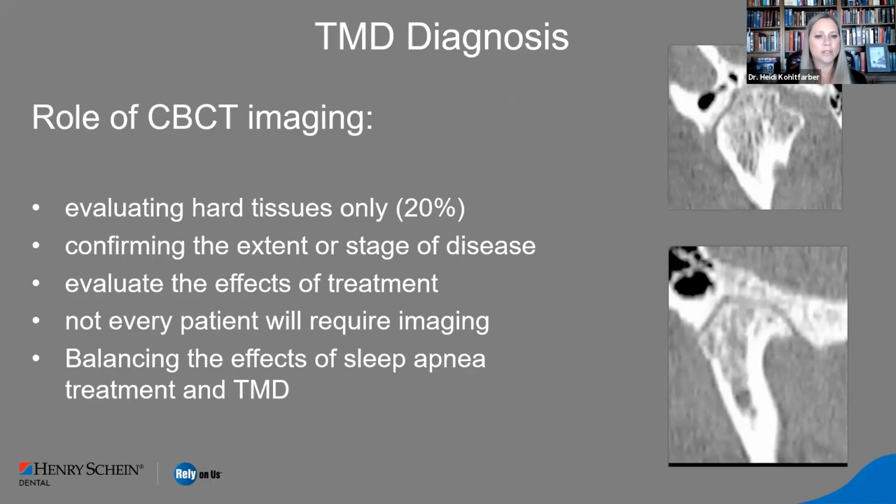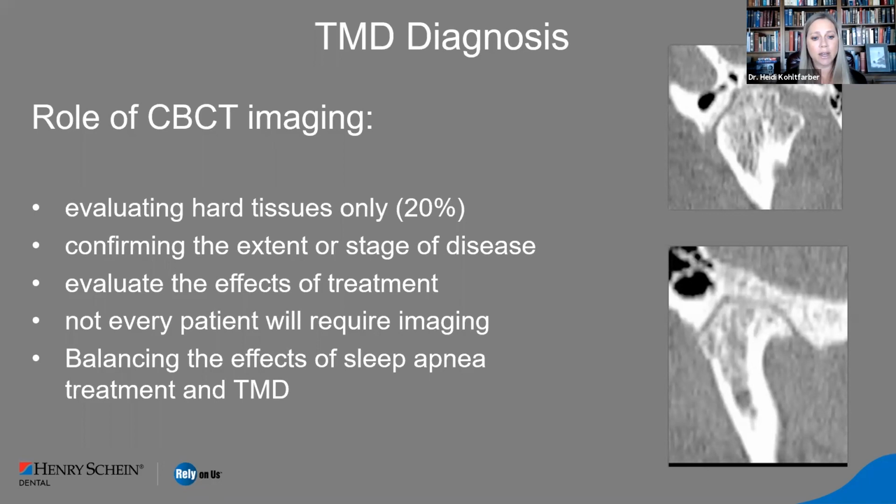So what's the role of CBCT imaging when we're talking about our temporomandibular joints? By and large, we're evaluating the hard tissues only with our CBCTs. Really what we can see is the hard tissues. We're not able to visualize the soft tissues, but we can confirm the extent or stage of disease, evaluate our treatments and see how they're doing.